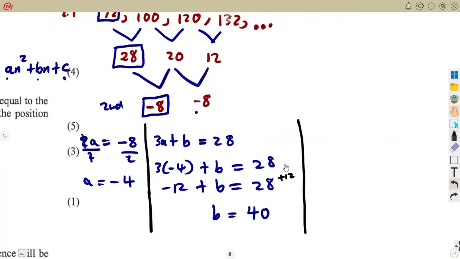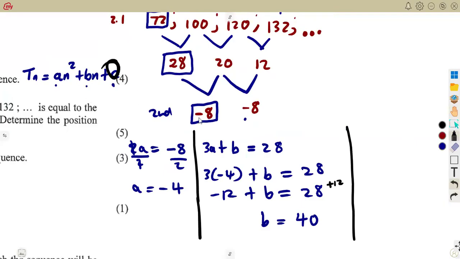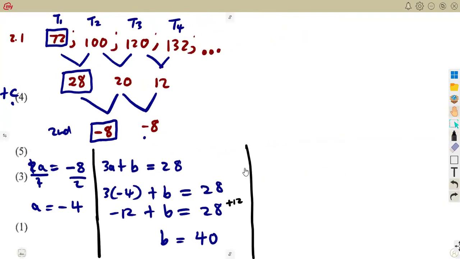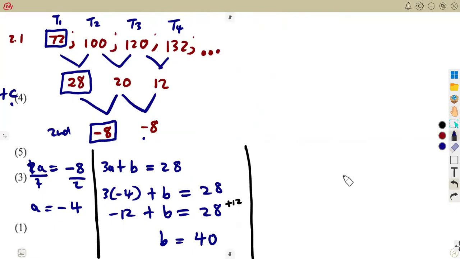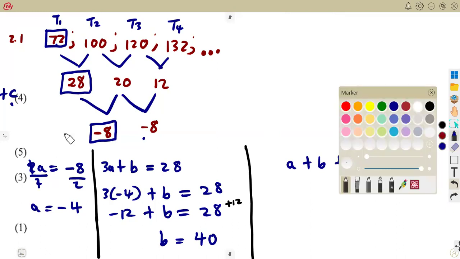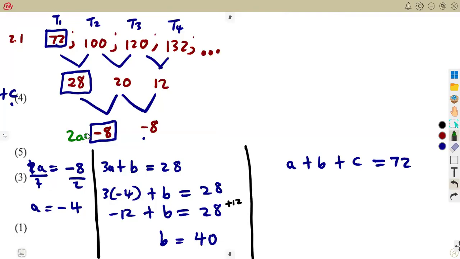Moving on to the other part, we have to determine the value of C. What are we going to use? I said A plus B plus C is equal to the first term that you're given on the original sequence, which is 72. In actual sense, this is what you're going to have: 2A is equal to this, 3A plus B is equal to this value, A plus B plus C is equal to this value.